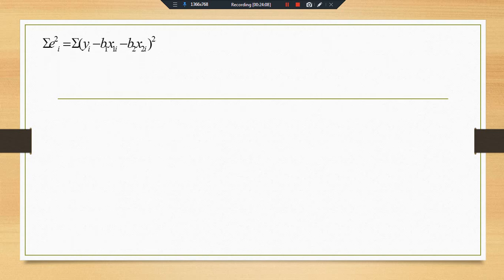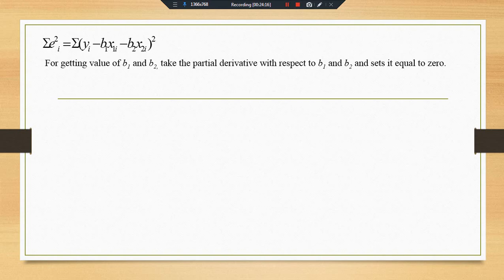Okay, we have the square of the error term here. Now the minimization process: with the help of minimization we can find the value of b1 and b2. For finding the value of b1 and b2 from this equation, you have to take the partial derivative of this equation with respect to b1 and b2 and set these partial derivatives equal to 0.